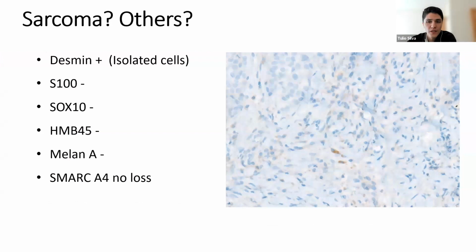So regarding the possibility of a mesenchymal tumor or others such as neurogenic tumors, melanoma, or rare tumors such as SMARCA4-deficient tumors, well, the tumor showed isolated and weak expression of desmin, shown in the picture, and negativity for neuroectodermal markers and no loss of SMARCA4, making those options less likely.